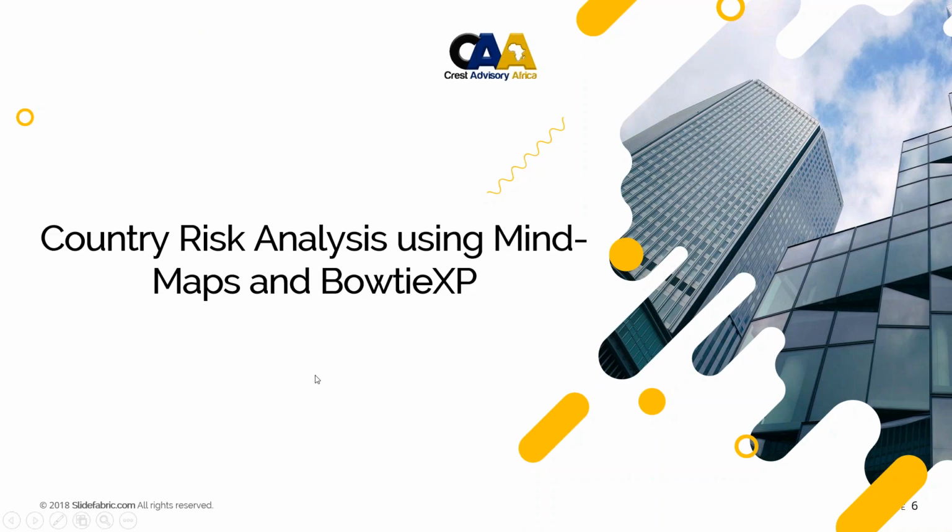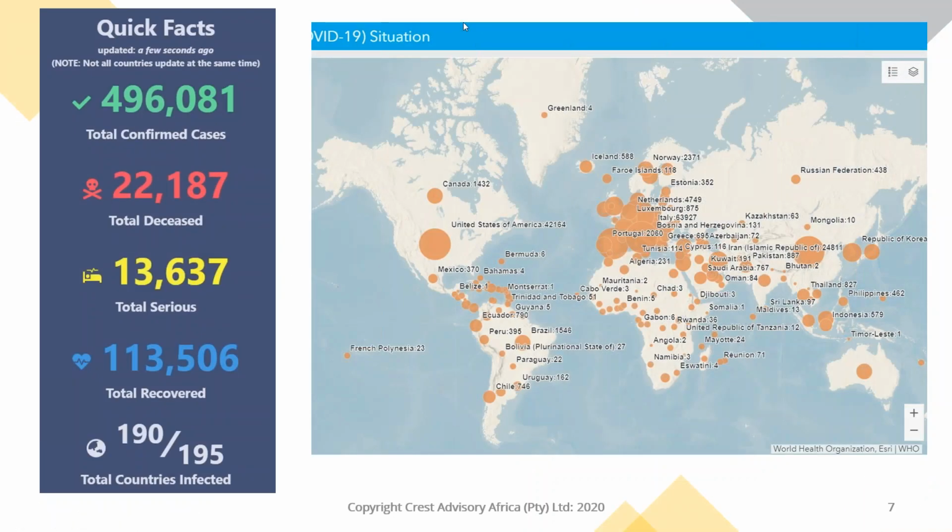So if you're looking at what we are going to do, just want to show you, this morning we've started, and on the left-hand side you will see there the quick facts. 496,081 total cases confirmed, 22,000 deaths, 13,000 serious, and total recovered is 113. And you can see that it is spread all over the globe, from Greenland with 4 to the French Polynesia with 23 cases that is actually in the middle of nowhere, and it has got COVID. And 190 out of the 195 countries has got COVID.